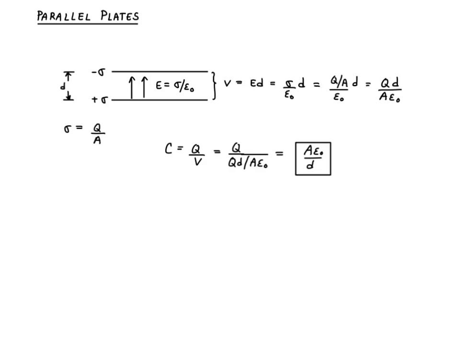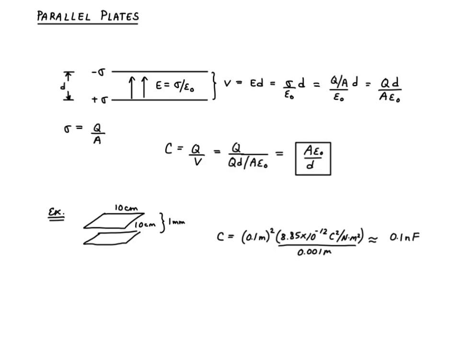So if you make the plates bigger, wider, the capacitance increases. It will also increase if you decrease the separation between the plates. So, for example, if we have a pair of plates 10 centimeters by 10 centimeters and separated by 1 millimeter, the capacitance would be, again, 0.1 nanofarads.